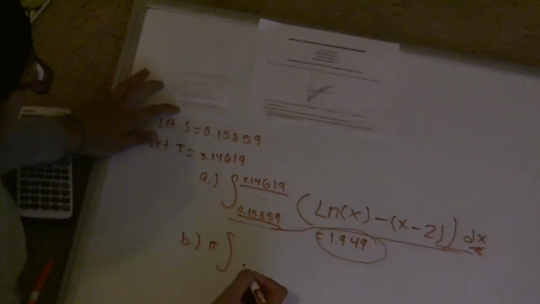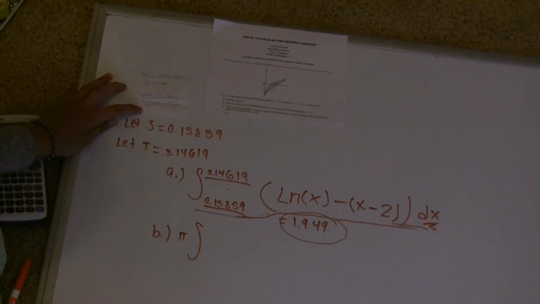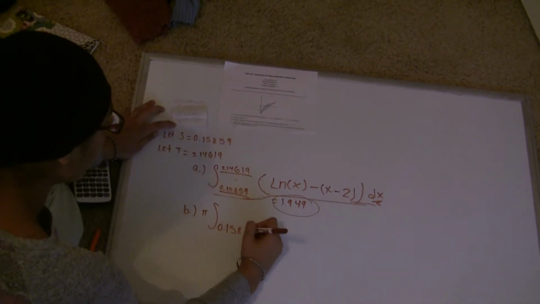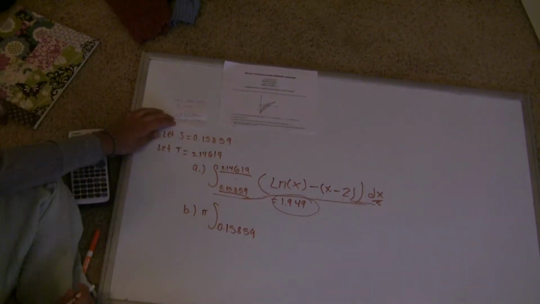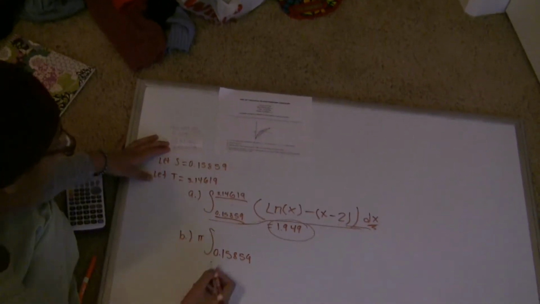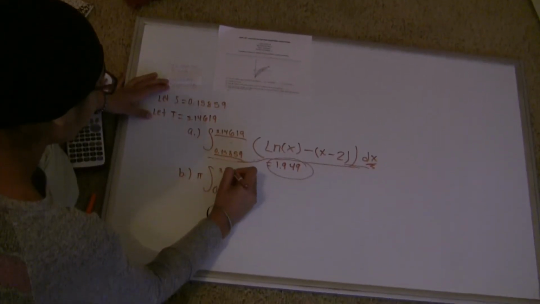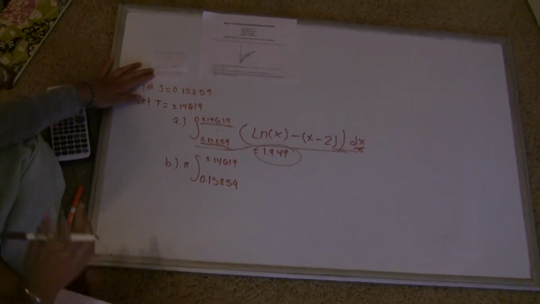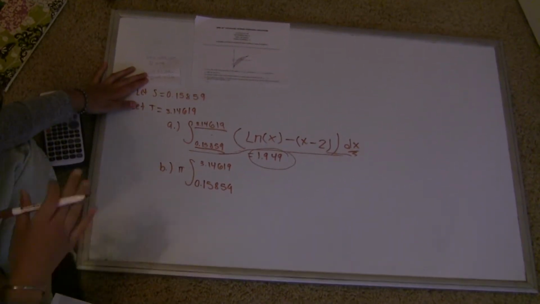So let's put everything in, substitute everything. We're going to have pi right here, the integral, where a in this case, like I said before, was s, which is 0.15859, and b in this case was t, which is 3.14619. So we got that part. Now we need to do big R squared minus little r squared.